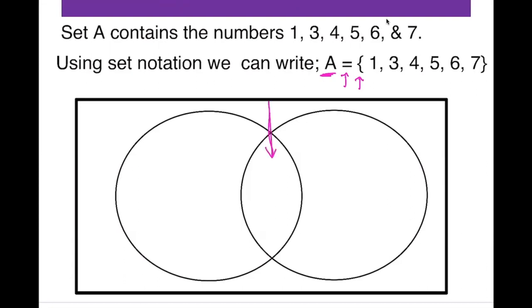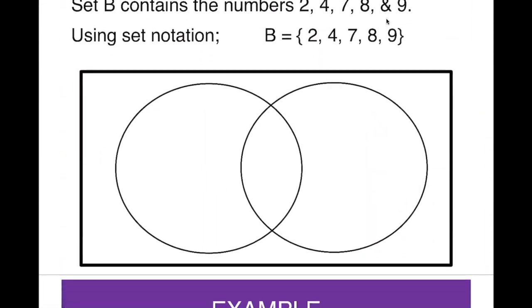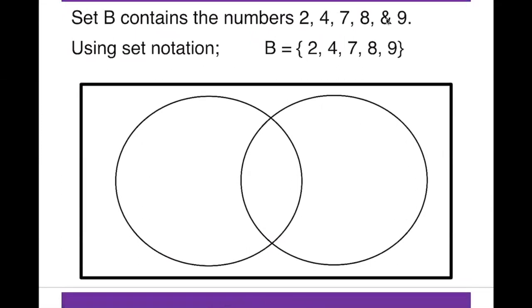Okay, so let's just go down a step and see what's in set B. In set B, we've got 2, 4, 7, 8, and 9. Set B is 2, 4, 7, 8, 9.